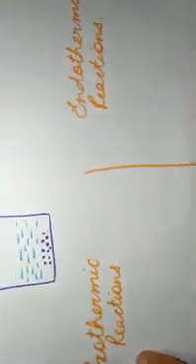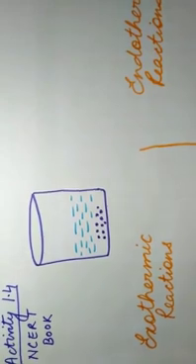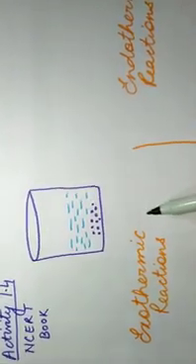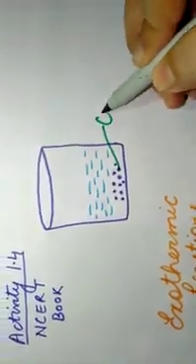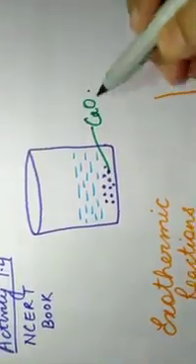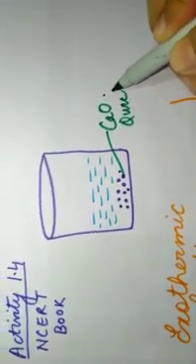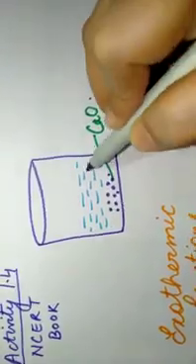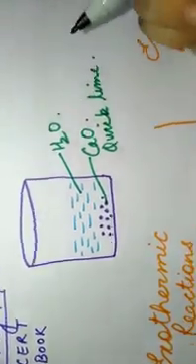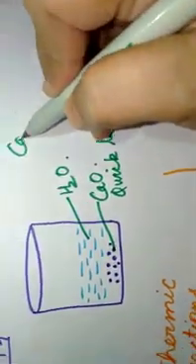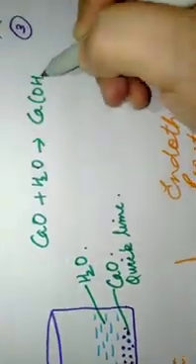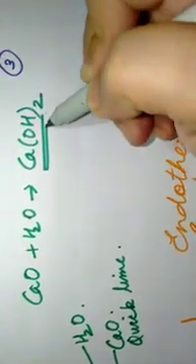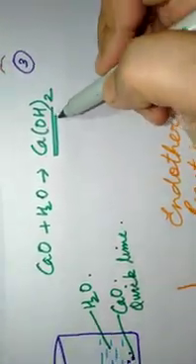Okay, now let's see one activity here. We take calcium oxide. Calcium oxide, as we have studied, is quicklime, and if I add some water to it, this is an exothermic reaction. The reaction is calcium oxide plus water forms calcium hydroxide, and this slaked lime is the one which we paint on our walls.